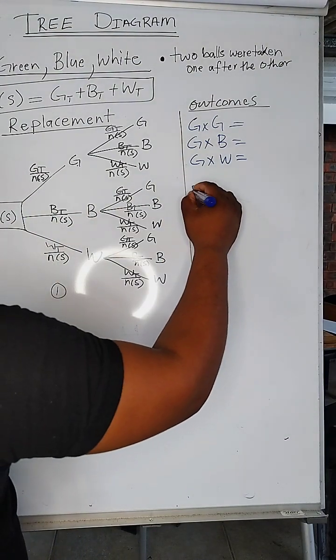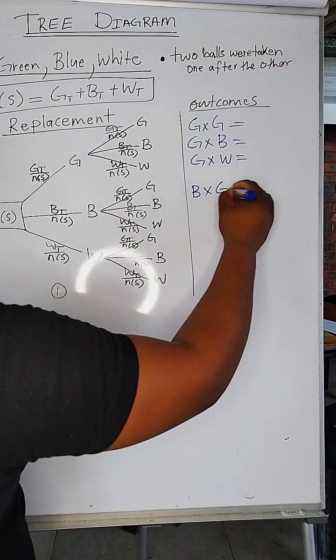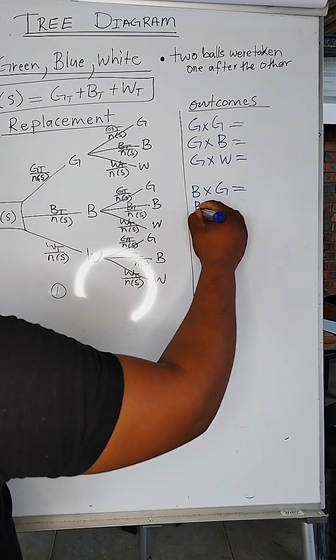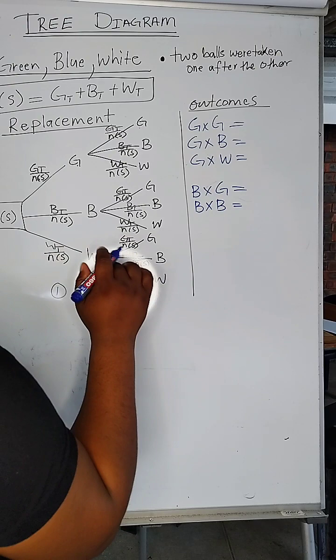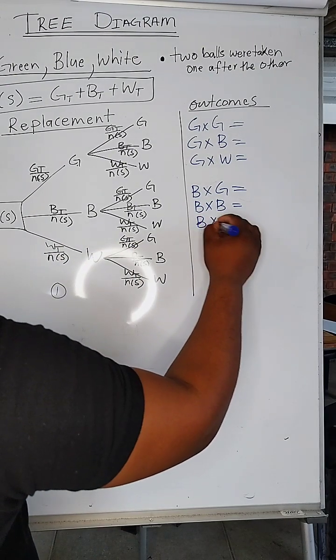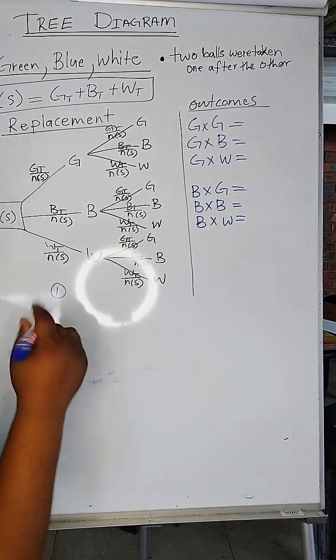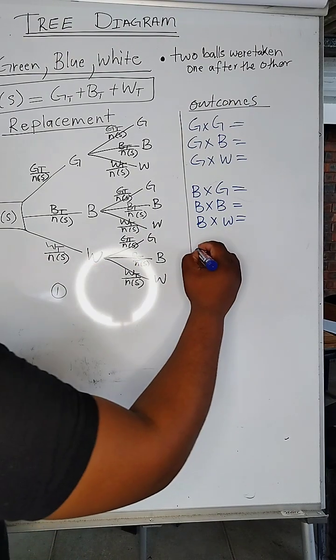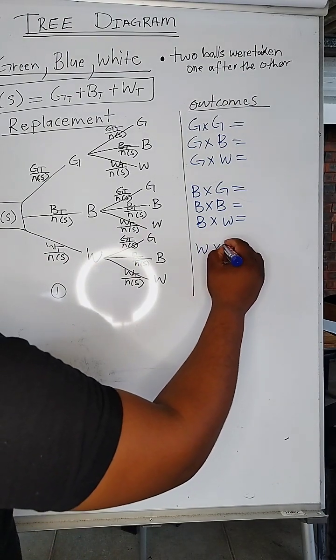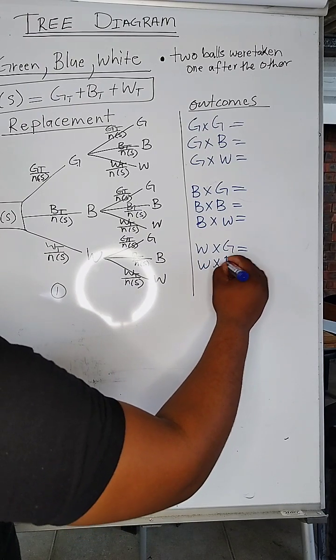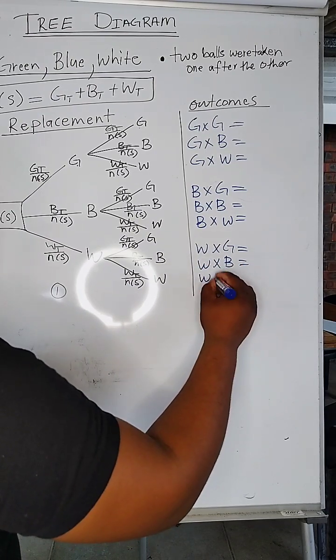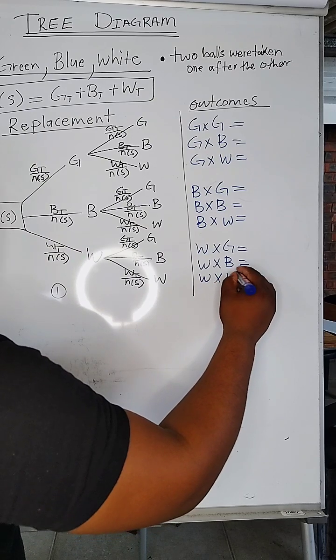Now you will have B multiplied by G, you get an answer. B multiplied by B, you get an answer. Then B multiplied by W, you get an answer. Then you come to this one. You'll have W multiplied by G, W multiplied by B, W multiplied by W.